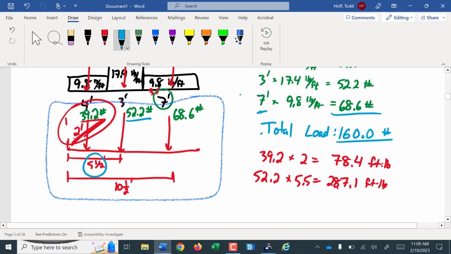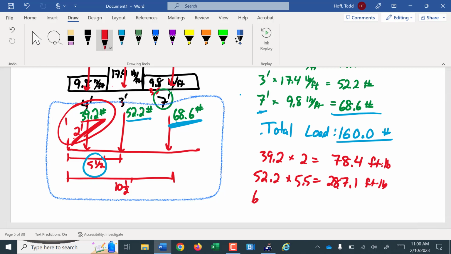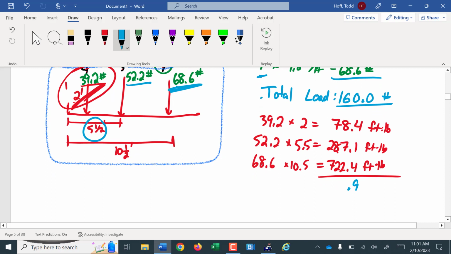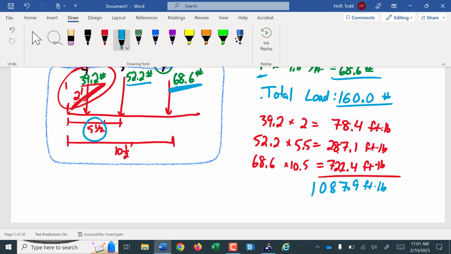And then the last one here, this one is 68.6 times what? Times 10.5. Giving us 722.4 foot-pounds. If we find that total, we got 1,087.9 foot-pounds.